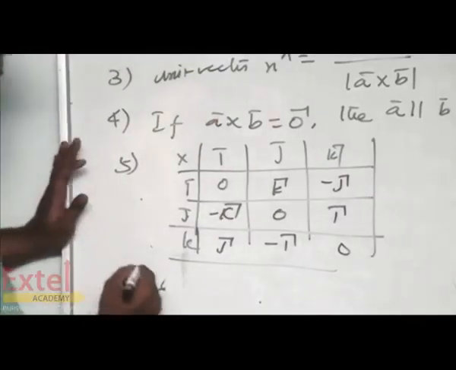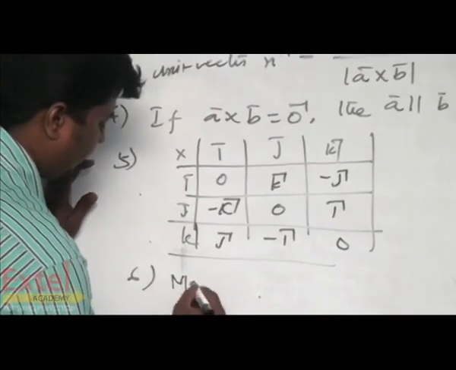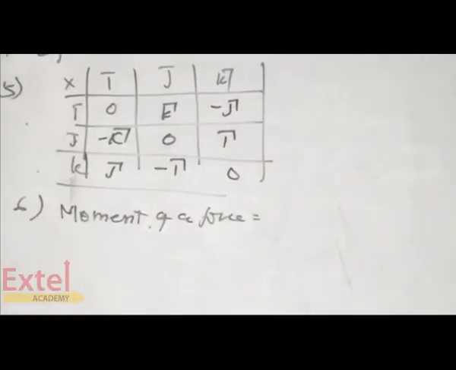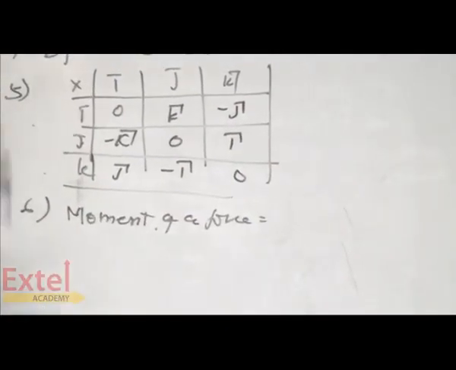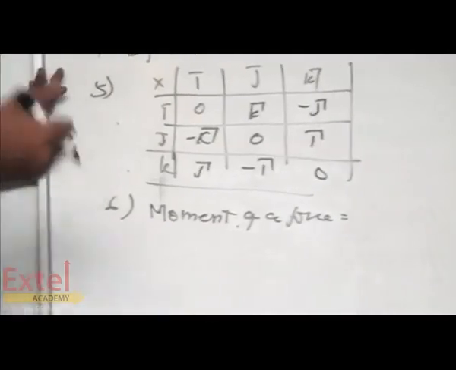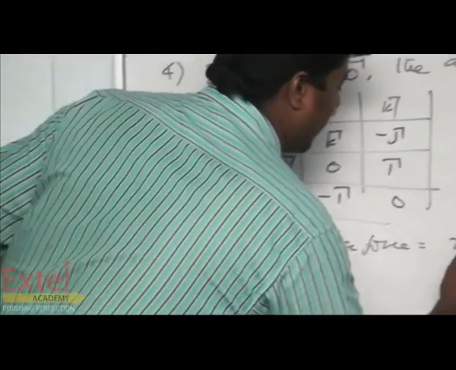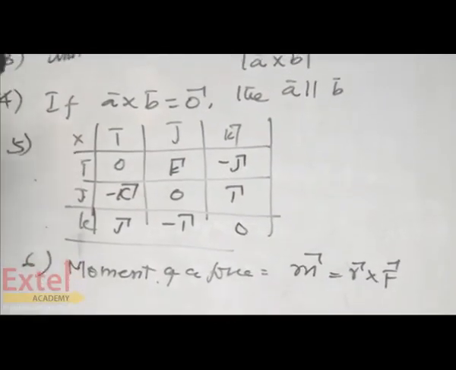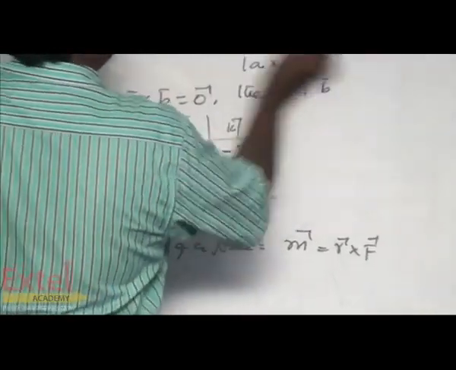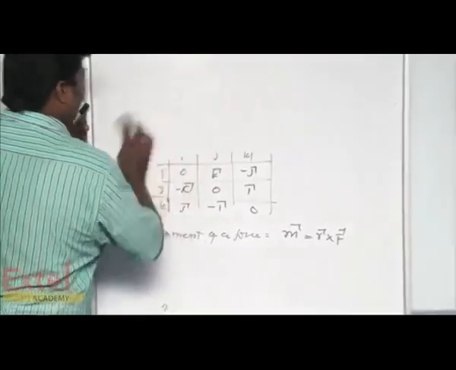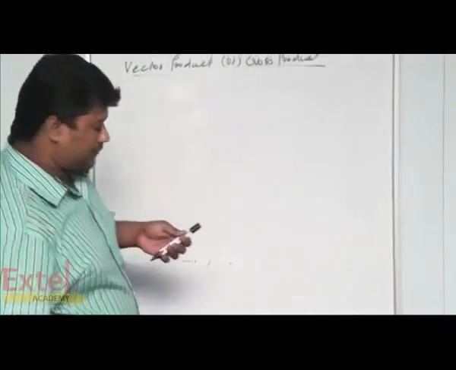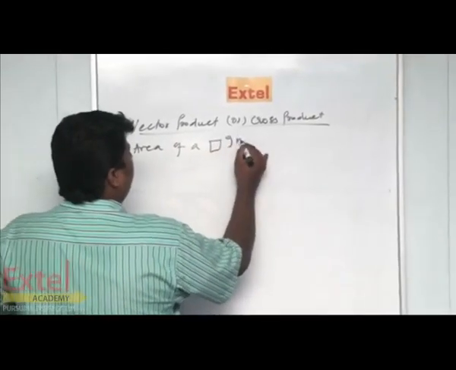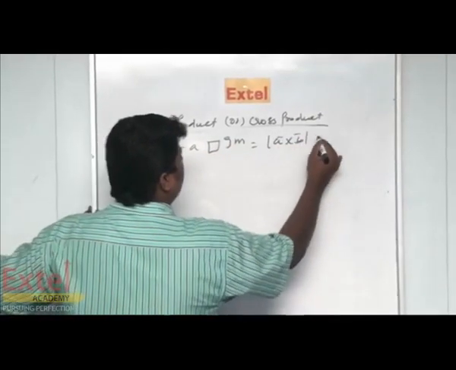Okay, the next one, sixth one, moment of a force. These are very important tips, standard results to remember. These are the important results you have to remember in your mind. That's why I am giving moment of a force. Your M vector is equal to R vector cross F vector. The next one, area of a parallelogram, which is equal to modulus of A cross B square units.